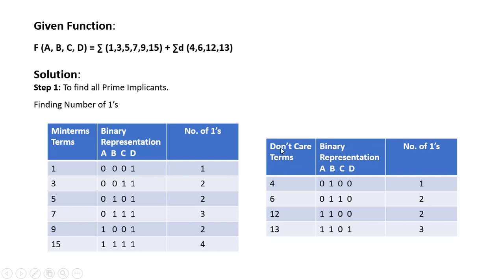Now we are using don't care terms at this stage because here we are grouping. So to improve the grouping you can use don't cares, but once you find the prime implicants, at the prime implicant chart stage, you will not use any don't care. At the initial stage for grouping you can use don't cares. So we have arranged minterms and don't cares in their binary representation form, and also we have calculated their number of ones.